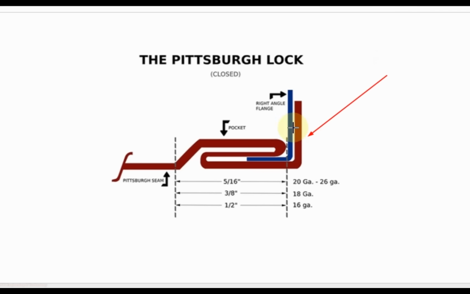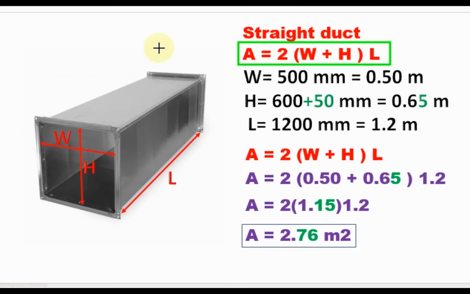This is the detail for this joint. We call it Pittsburgh lock joint, and you can see from here to here it is half inch. So for one joint we can consider approximately 50 mm, and it should be added to the duct dimension for one joint. You can see from this formula, to calculate the area for a straight duct, we multiply duct dimension by 2. So we will add 50 mm to only one dimension to cover these two joints.